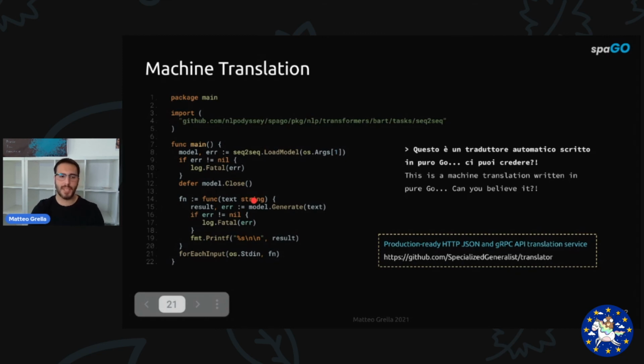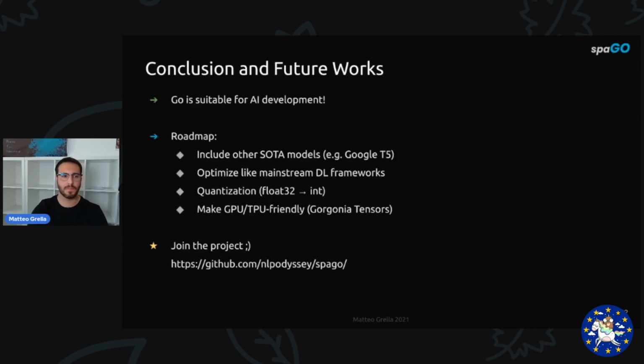By the way, the sequence-to-sequence model is the very same model that performs automatic summarization. So now you are really going to appreciate the neural models. And for translations, you will find this GitHub link, a production-ready HTTP, JSON, and gRPC API translation service, which is a little more powerful than this little example.